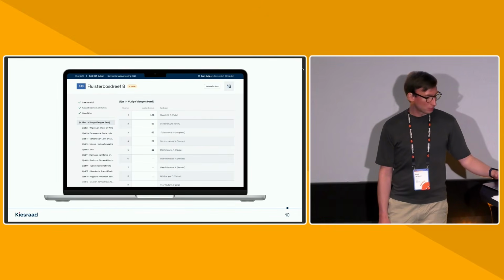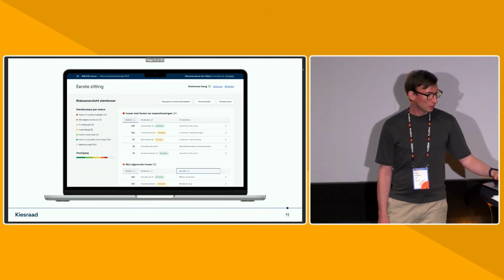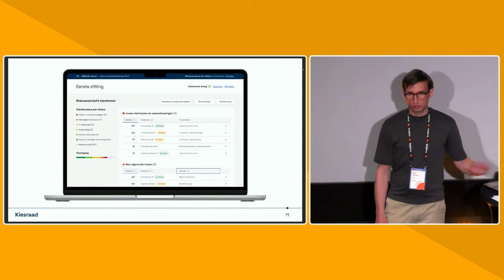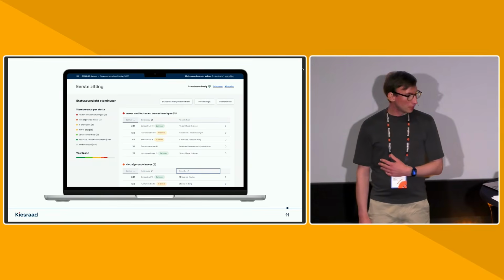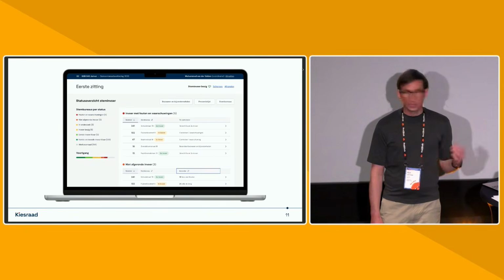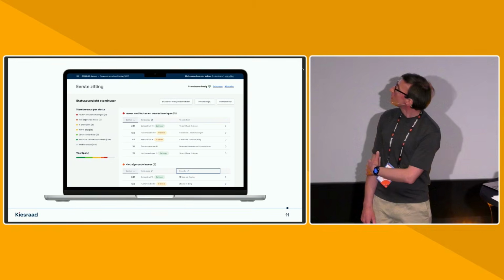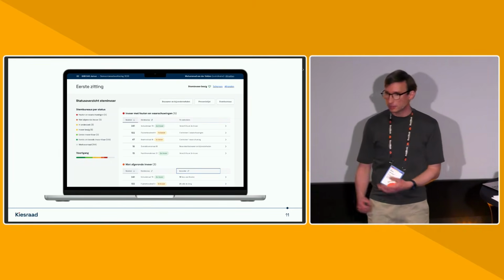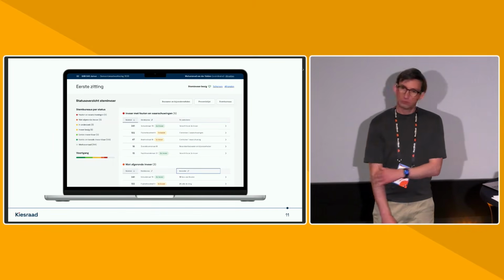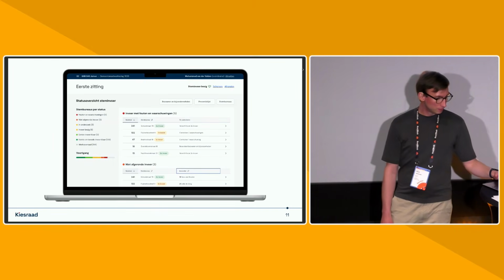So you enter the votes for every candidate here. And then there's usually a coordinator that coordinates the process of entering those votes. And they have this nice election overview where they can see for every polling station what's happening, if there's any mistakes being made, and how far along in the process they are.